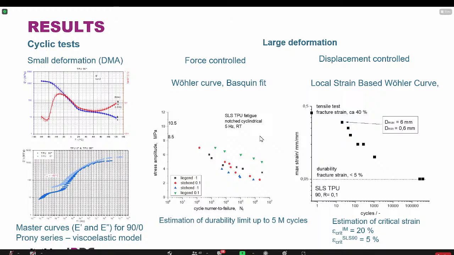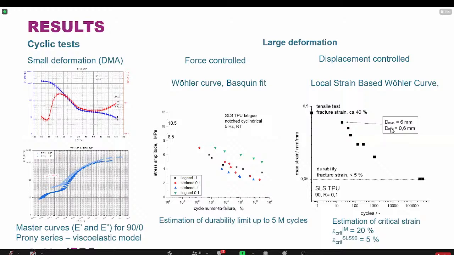Then we perform the fatigue test with different amplitudes at 5 or 6 stress levels. And you see the points of the different specimens with different R ratio and with and without notch. As expected, the worst case behavior is the 90-degree specimen with a stress ratio -1, and the best case is the 0.1 with 0 printing direction.